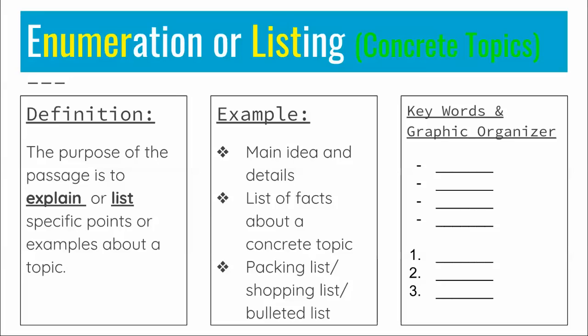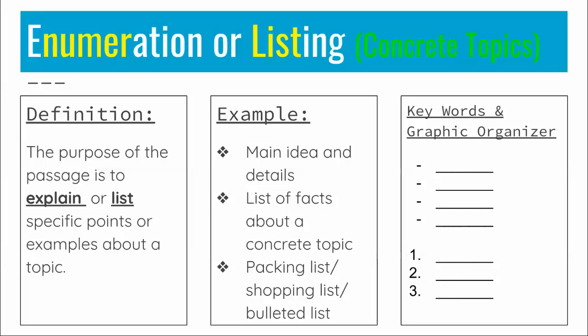Take a look at the definition. The purpose of the passage is to explain or list specific points or examples about a topic. Take a look at your examples in the middle. Main idea and details. So just that regular old topic with details to support it is usually enumeration and listing. It could be a list of facts about a concrete topic, but it could also be a packing list or a shopping list or a bulleted list.